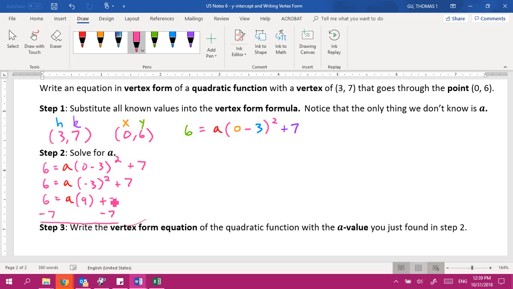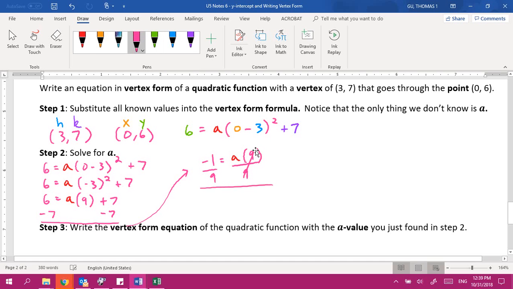And when I subtract 7, what do I get? Negative 1. Negative 1 equals a times 9. And now my final step, what do I do? Divide by 9. Right, because that gives a by itself. So a equals what? Negative 1/9 equals a. That's right.